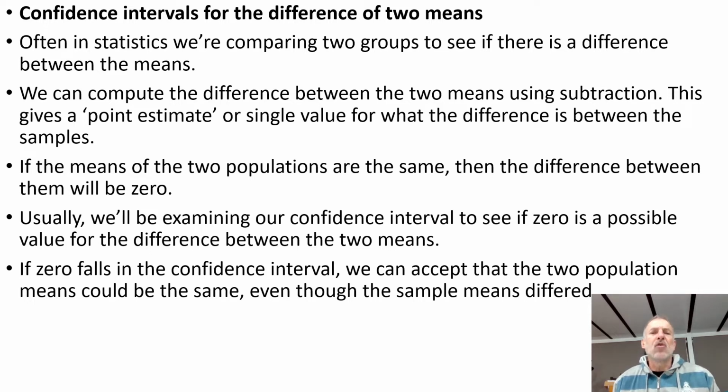If the means of two populations are the same, then the difference between them will be 0. Usually, we will be examining our confidence interval to see if 0 is a possible value for the difference between the two means. If 0 falls in the confidence interval, we can accept that the two population means could be the same, even though the sample means differed.